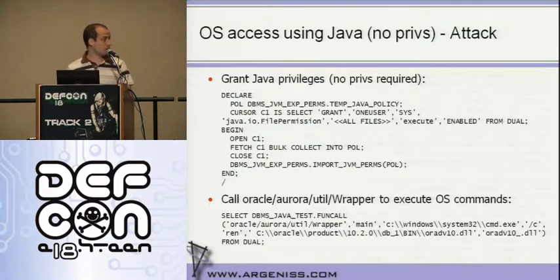It is needed just these two statements. The first one gives the necessary permissions, grant the necessary permissions to the user that is exploiting this vulnerability, and then we just use this function to call the Oracle Aurora util wrapper class, the main method in that class, and we just execute the operating system, pass as argument the operating system command we want to execute.